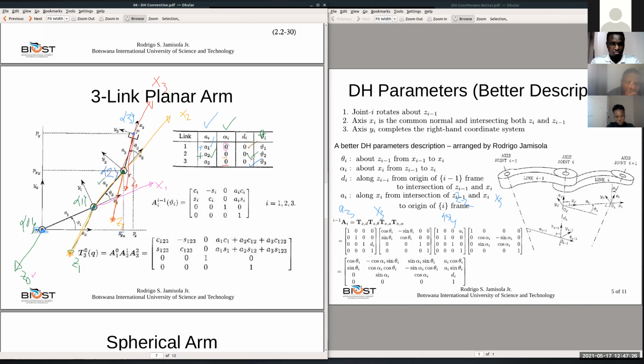The intersection of Z2 and X3. That's X3 and this is Z2. That's the intersection. Okay, so along X3, from this point to that point, along the intersection of Z2 and X3. From this intersection to the origin, to that one, along X3. So now that's A3. And again, that's positive because it's in the positive direction.